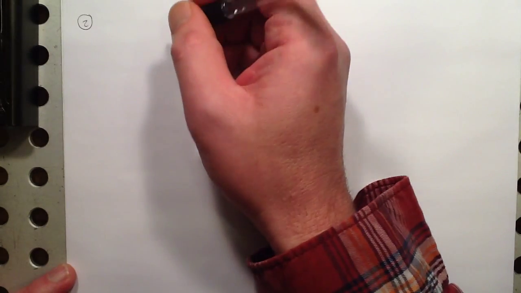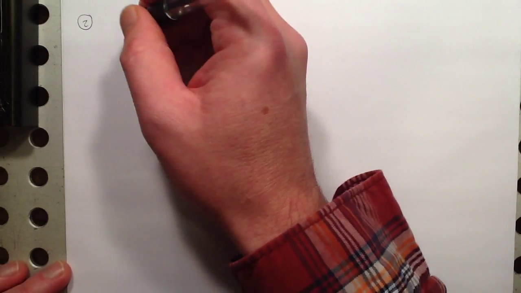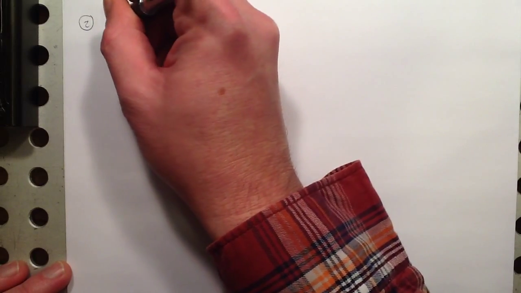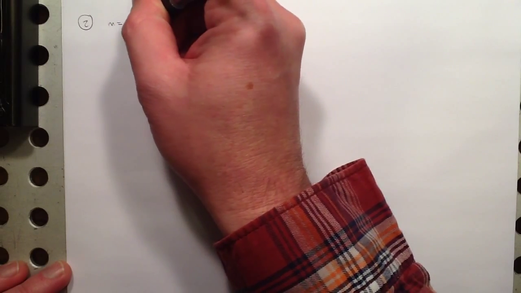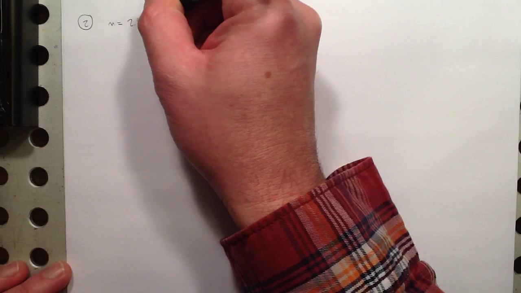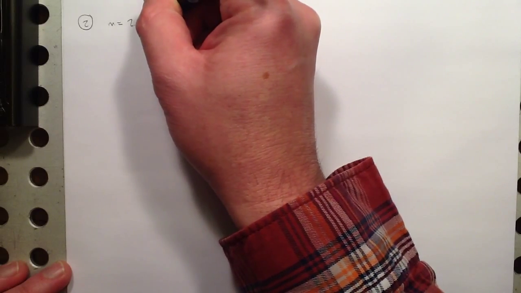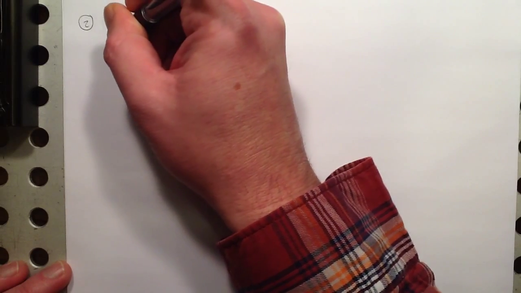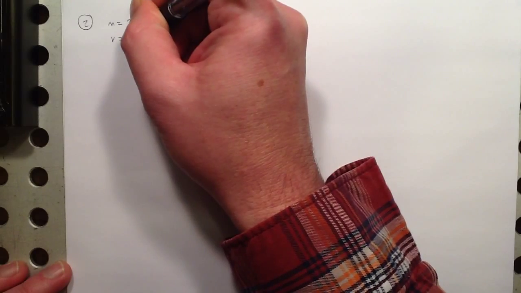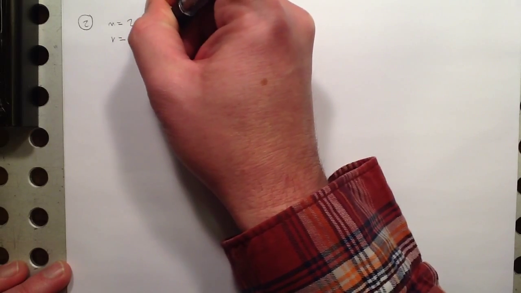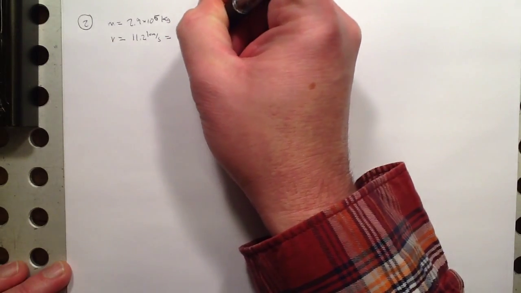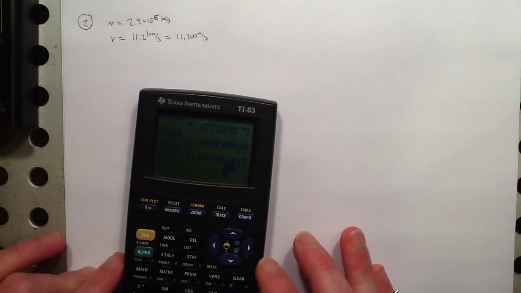So number 2, we're just really dealing with kinetic energy here. We've got a rocket, and it's got a mass of 2.9 times 10 to the 5th kilograms, and it's going to reach a speed of 11.2 kilometers per second, which is 11,200 meters per second. So what's its kinetic energy then? A lot.